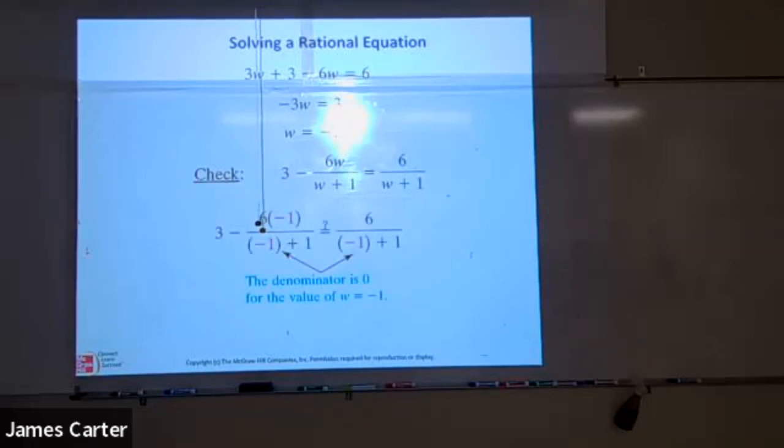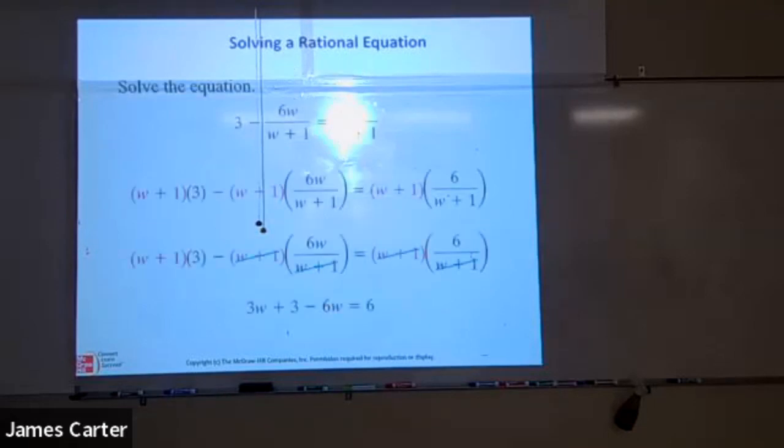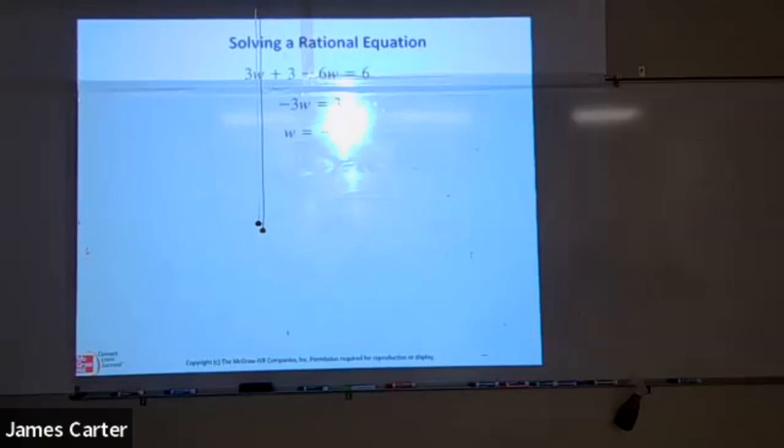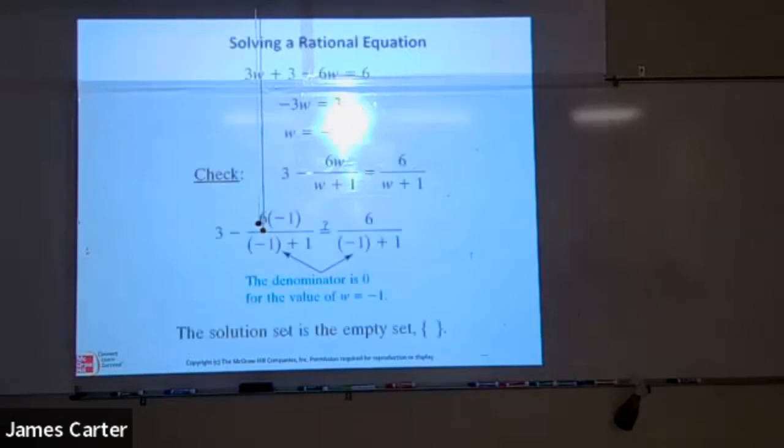Except there is one important thing on this problem. Let's go back to the original problem. What number can't be here? -1. Well, 0 can't be there, and a -1 would make it a 0. So if we work this thing out and we got an answer of -1, we would have to throw it out. Okay? So anytime you got variables in the denominator, you got to watch out for that. Because that -1 that we got wipes out both of those. There is no answer in this one.